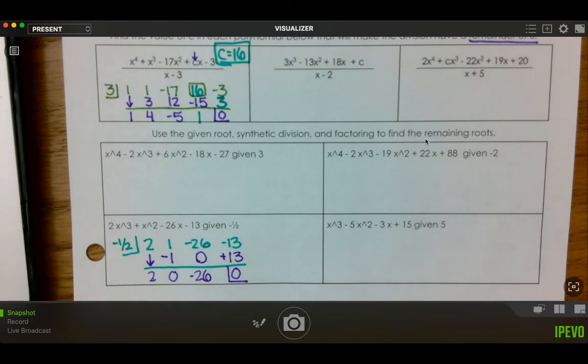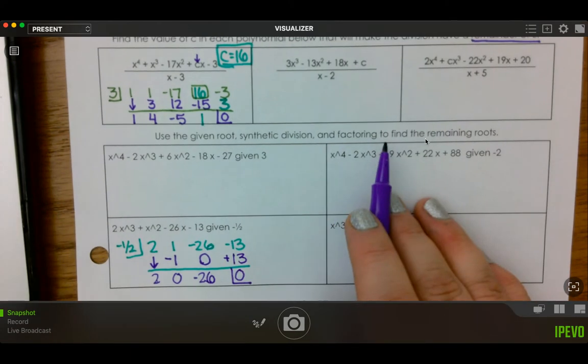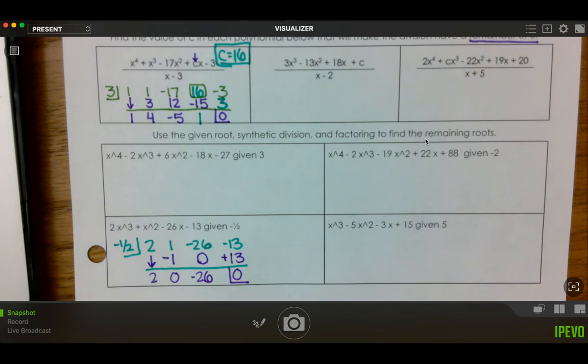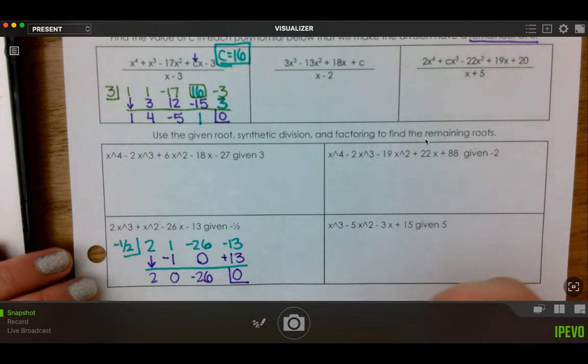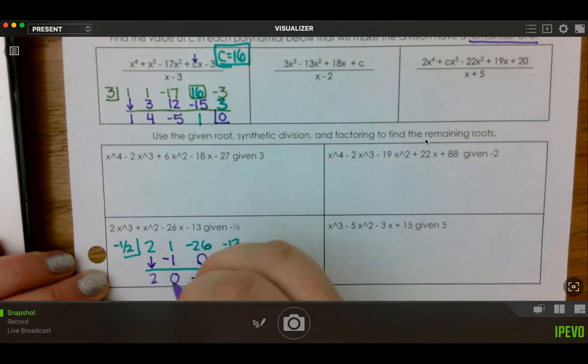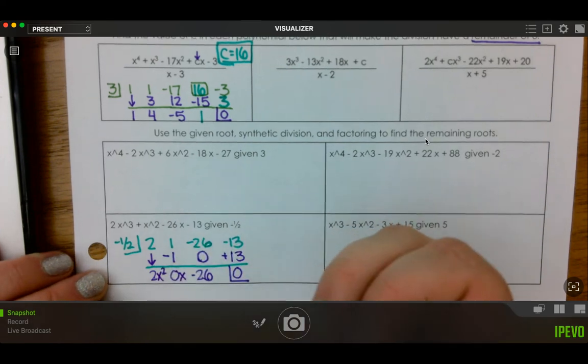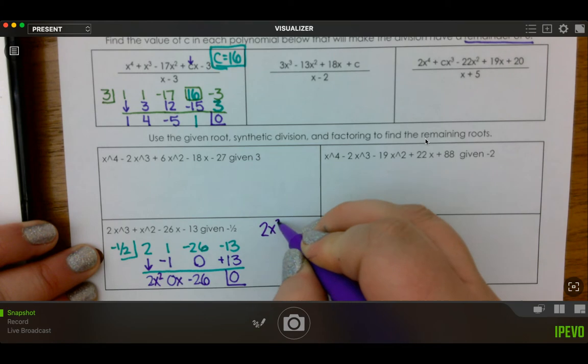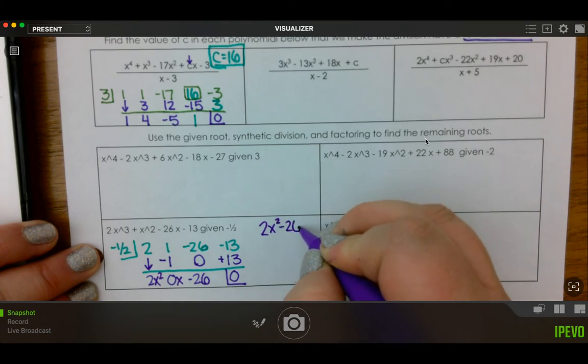And then you have to finish solving. See how it says find the remaining roots? This isn't just dividing, you have to actually find the rest of the roots. Before I can start factoring or anything, I have to put my variables back in. This is always your constant, x, and x squared. So you really have 2x squared minus 26.